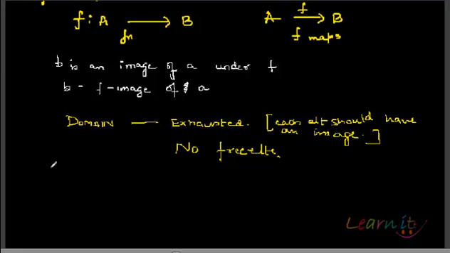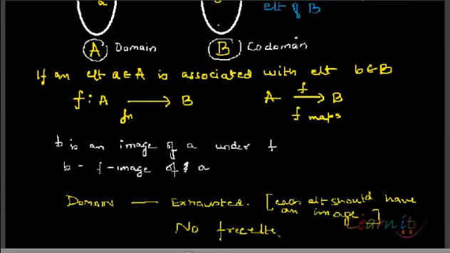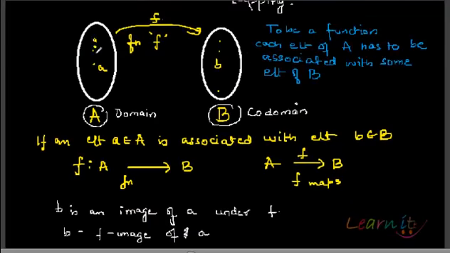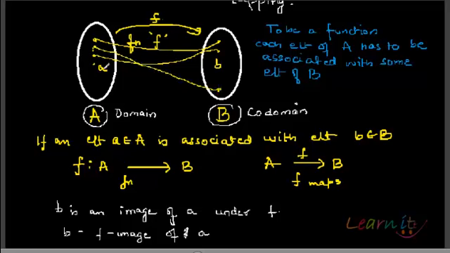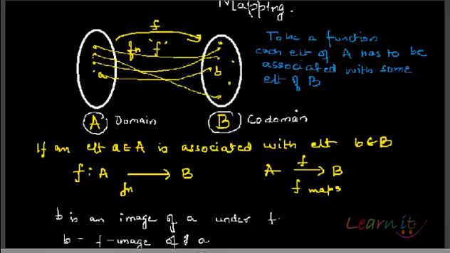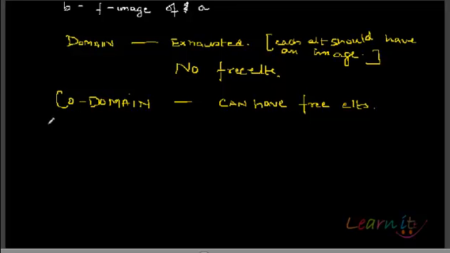On the other hand, codomain can have free elements. There can be some extra elements out there which are not the image of any element. Say if you're talking about x squared. So x is say 2. Now x squared is 4. Then 4, 9 and so on and so forth. So there would be a lot of numbers which would be left behind. So codomain can have certain extra elements in it.